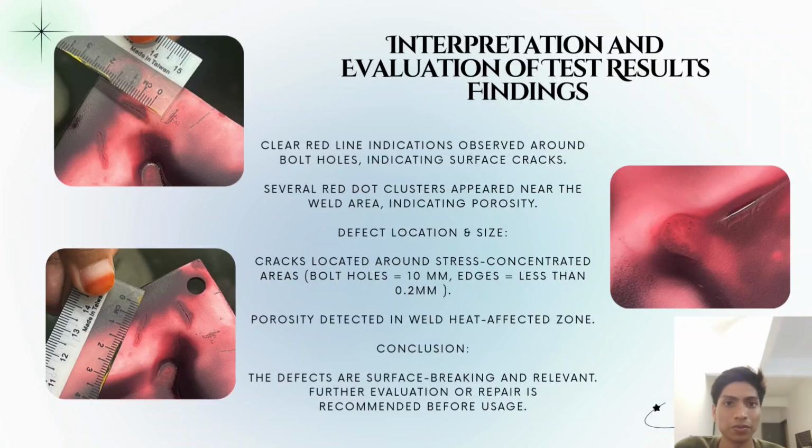In addition, we found several red dot clusters near the weld area, which is a sign of porosity within the material. The defects were mainly located around stress concentrated areas such as bore holes with a diameter of 10 mm and thin edges less than 0.2 mm. These locations are typically prone to crack formation due to high localized stress. Porosity was also detected in the heat affected zone, which could compromise the strength and integrity of the weld.